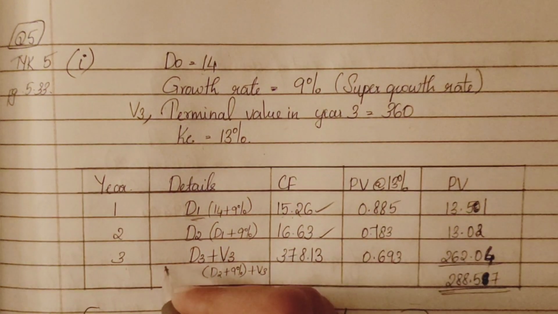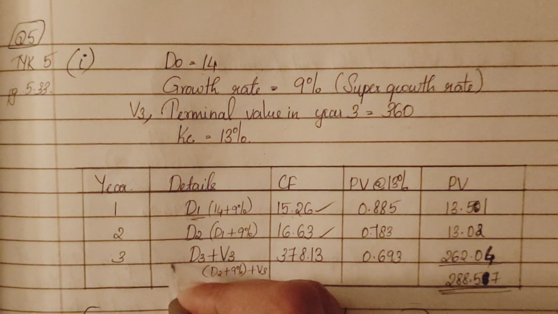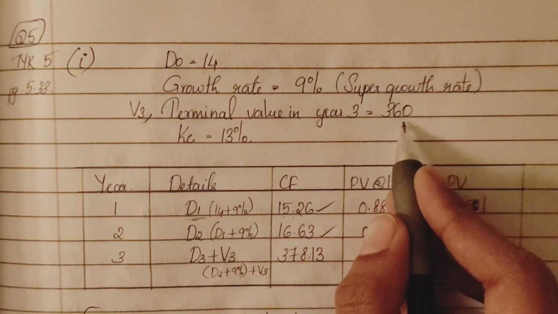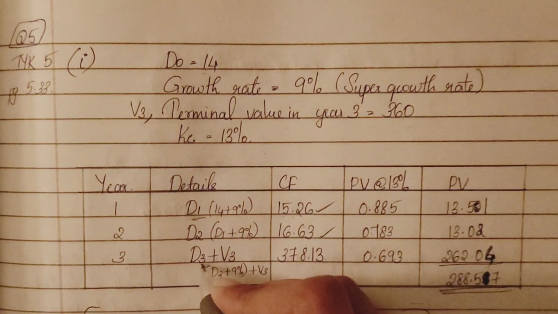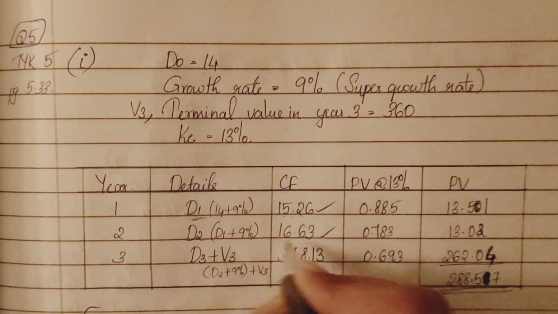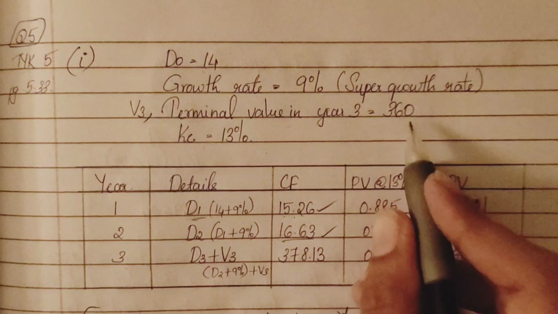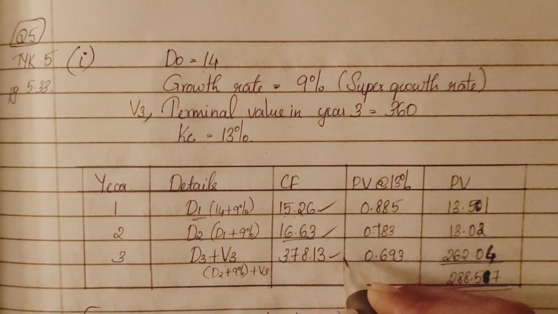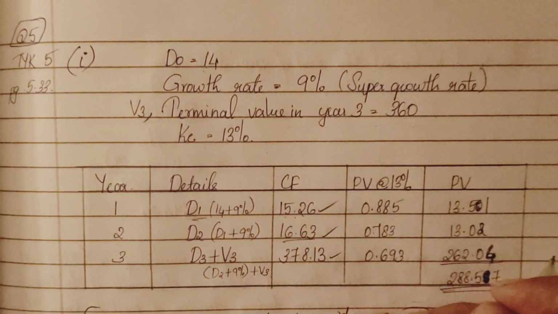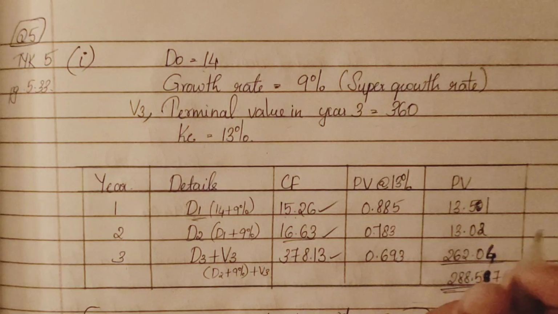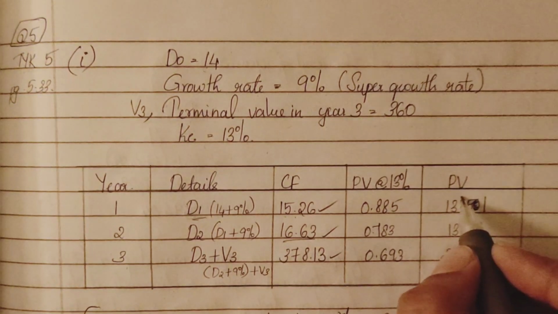And in year 3 we get the dividend plus the value at the end of year 3. So D3 is D2 plus 9%. D2 is 16.63 plus 9% plus 360, which is 378.13. Now we can find the current market price at which we need to buy the share. For that we can calculate the present value.